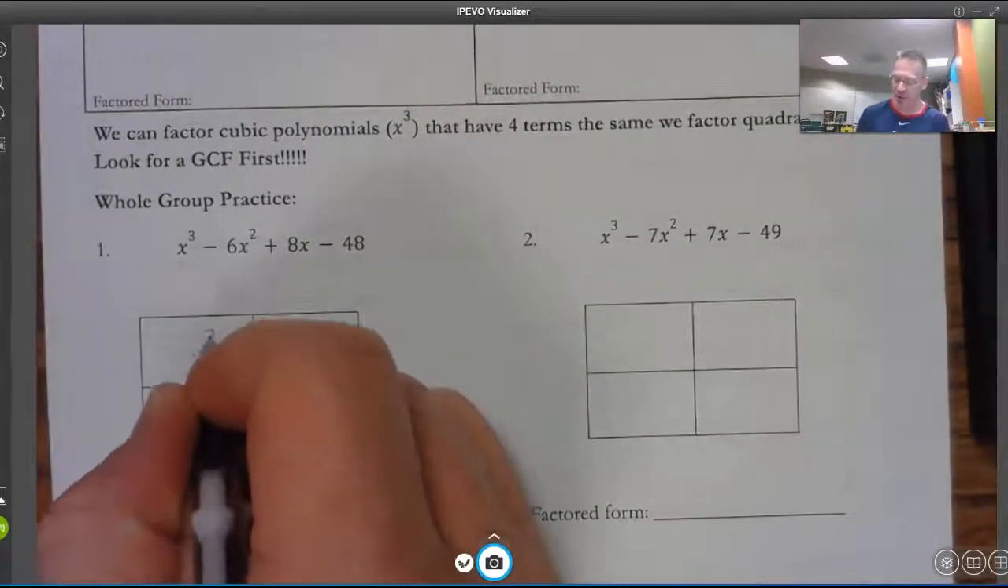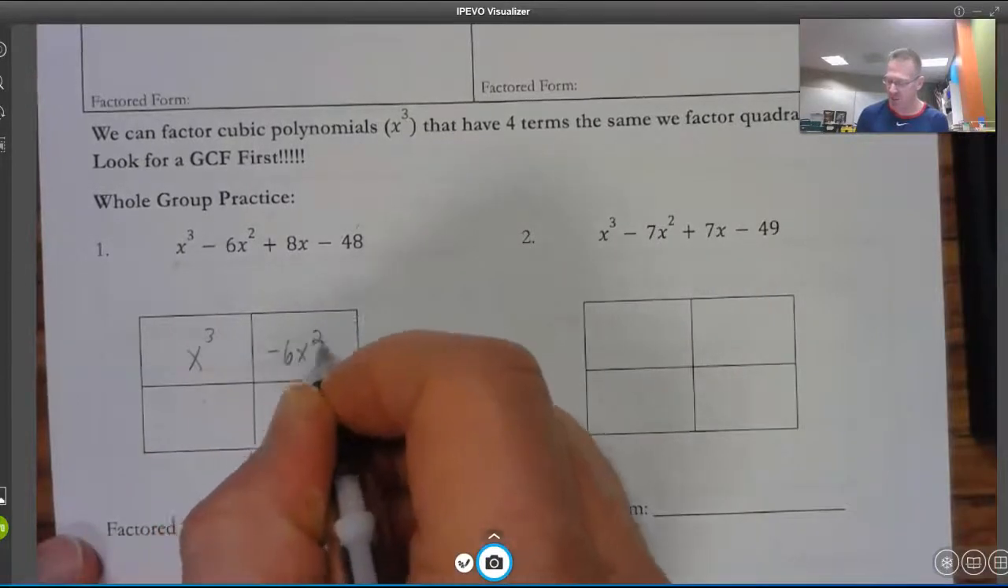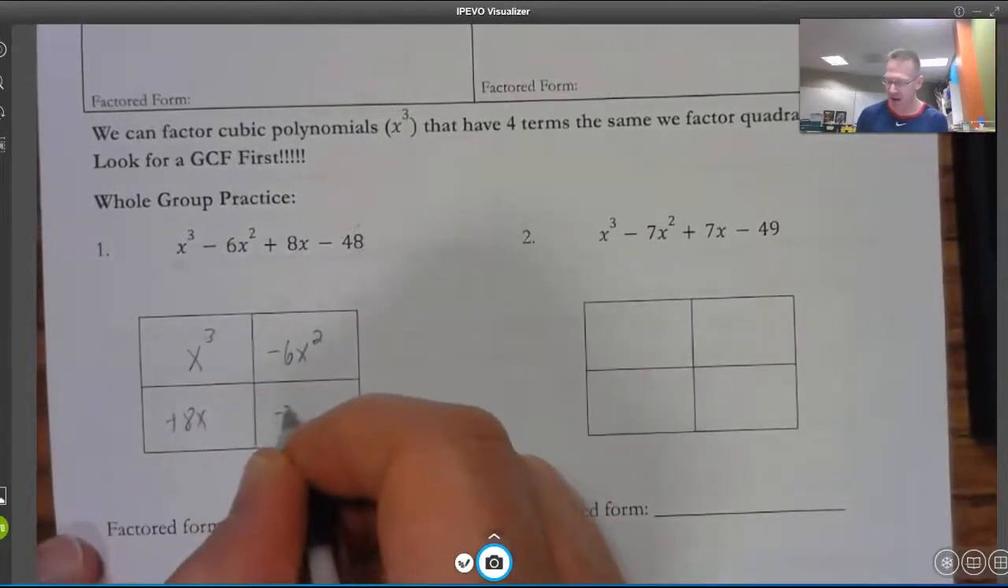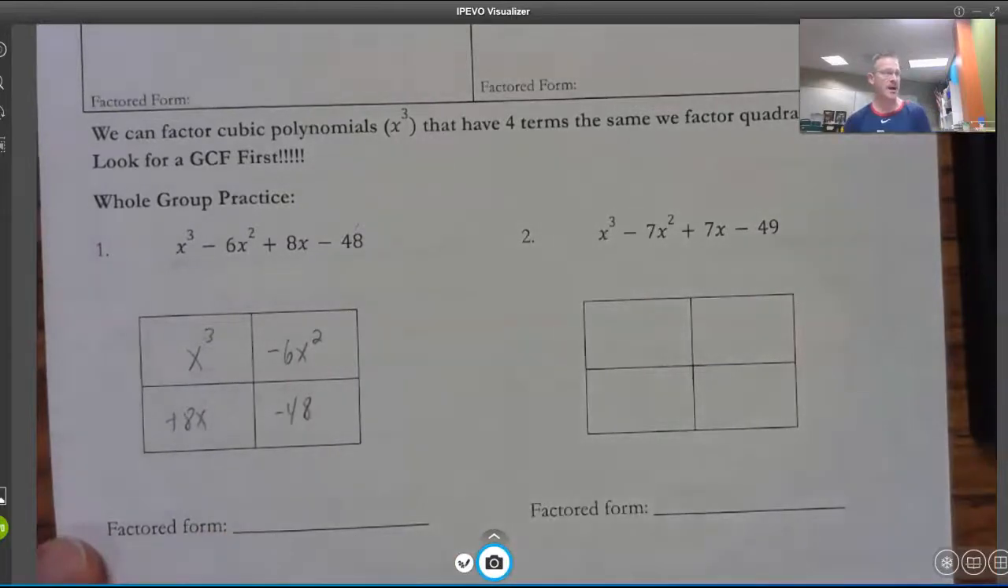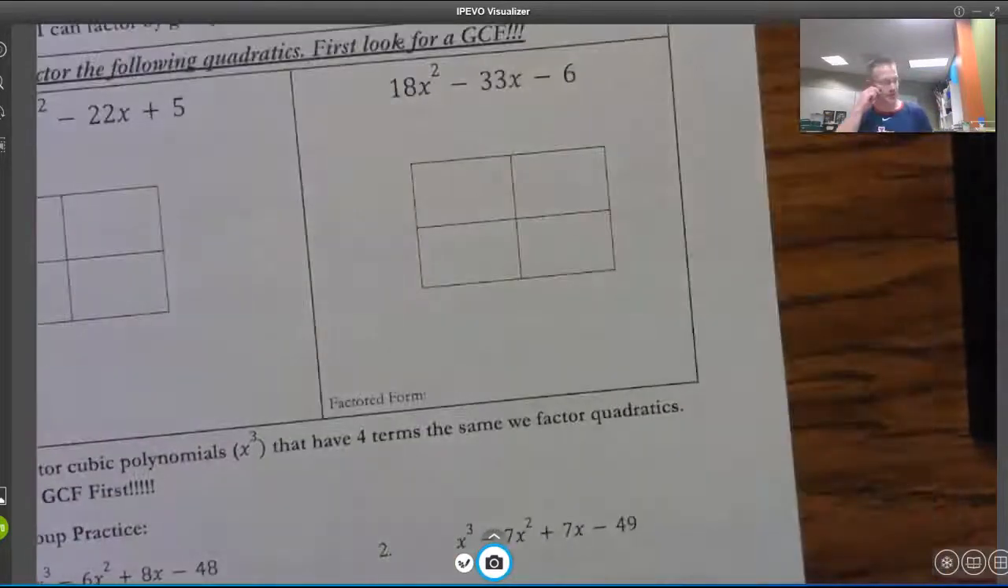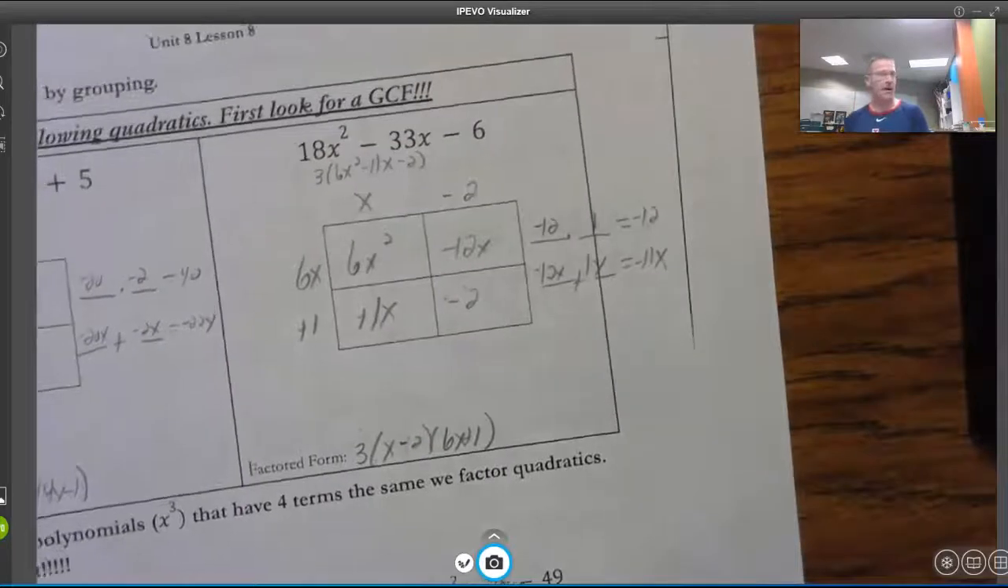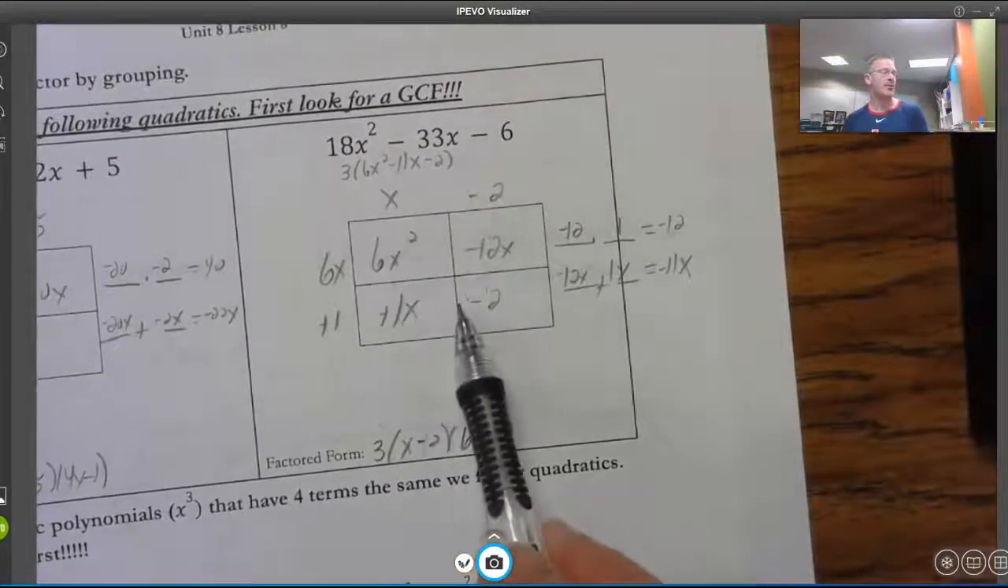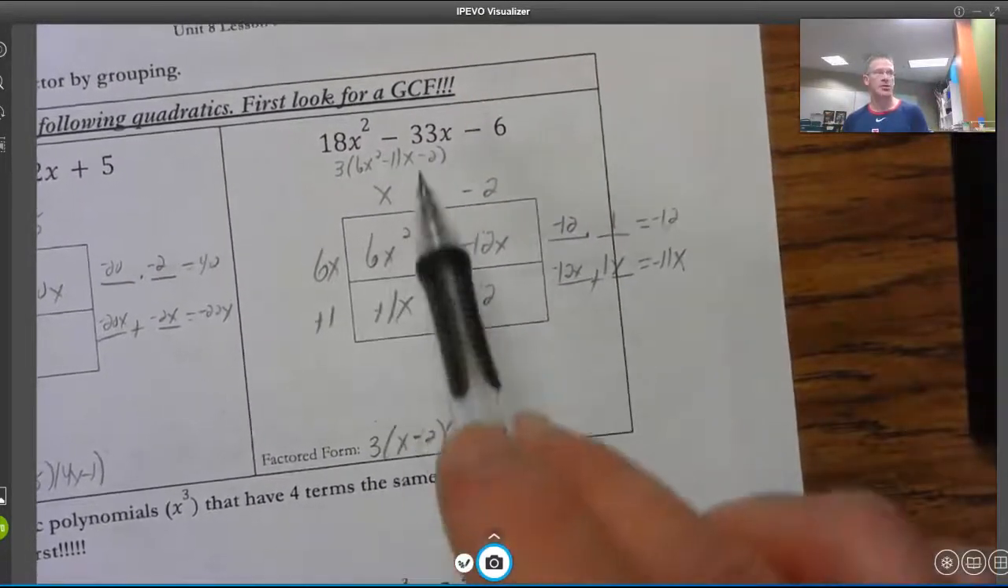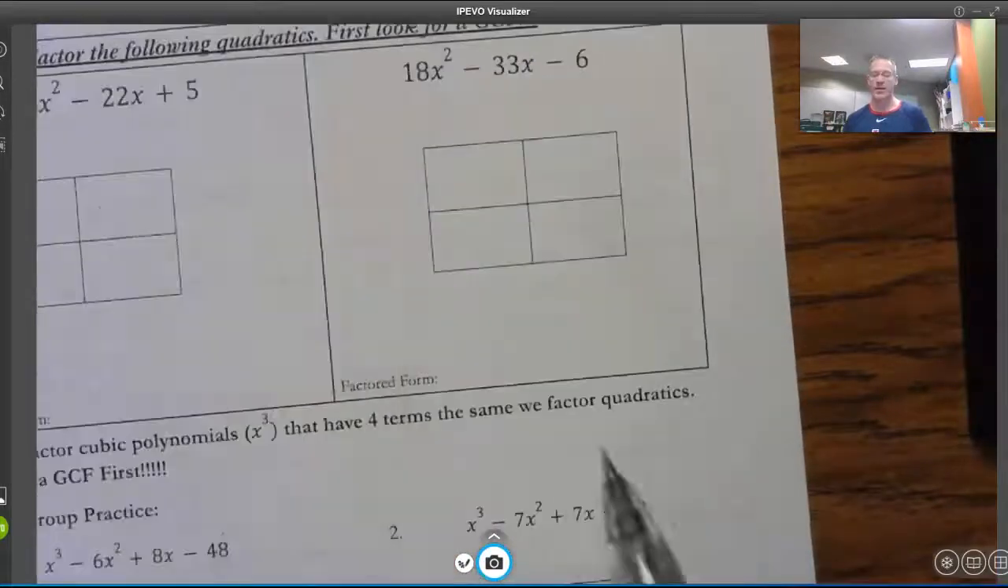So x cubed goes here, minus 6x squared goes here, 8x, and then negative 48, I should say. And now it's just like what we have already finished here, right? So now we've already set up the area model. So now we're just going to go column by column, row by row, and find that GCF.